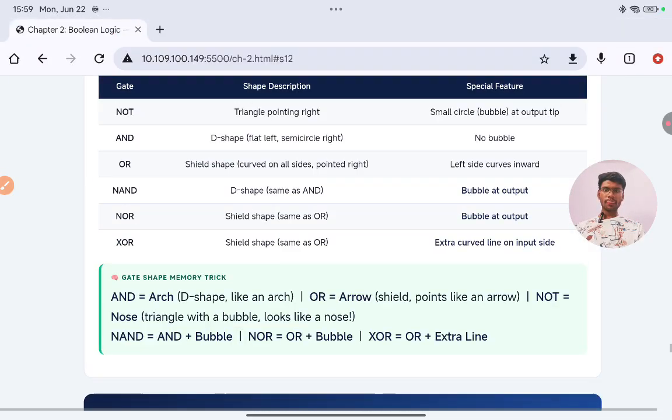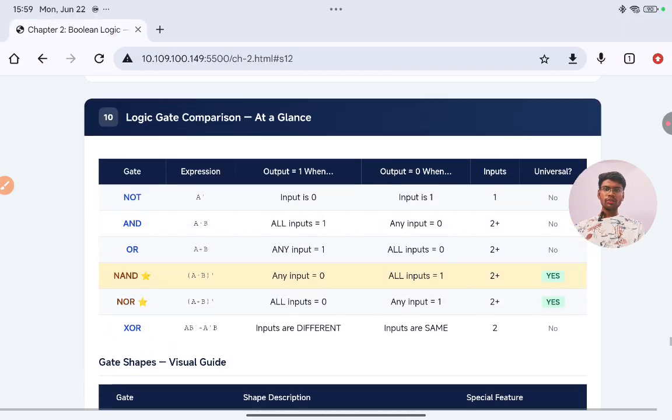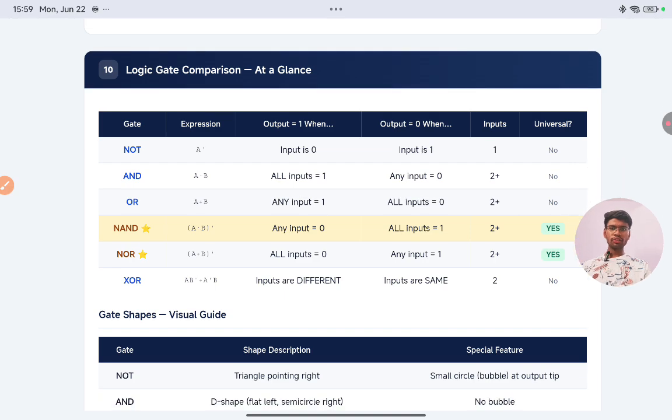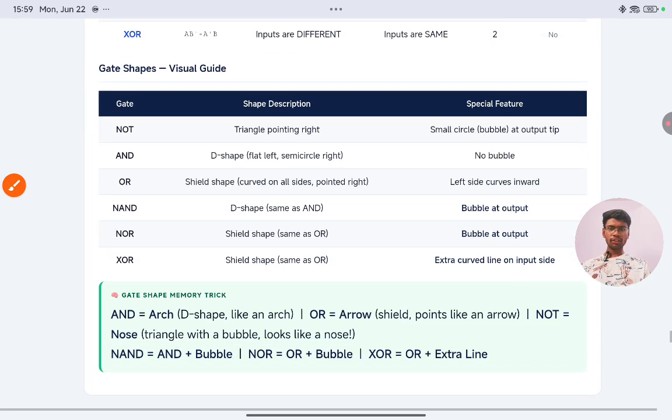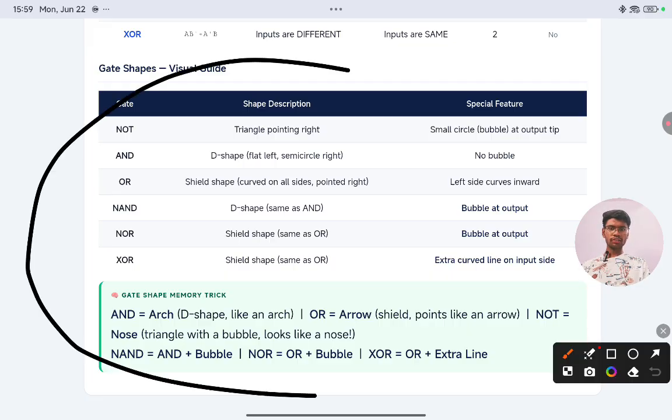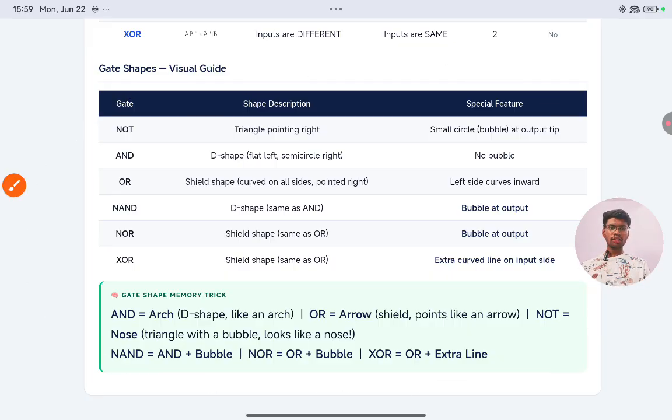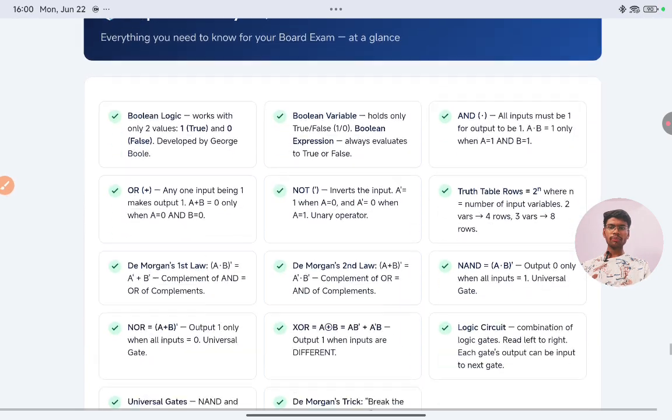And yeah, logic gates have this comparison. You can see it, so remember all these things. This is a whole gate comparison table. You can take a screenshot of these things. And the gate shapes are there to remember, as they are difficult to draw. You can take a screenshot. Remember this. It will be given in the notes, everything in detail, the summary also.